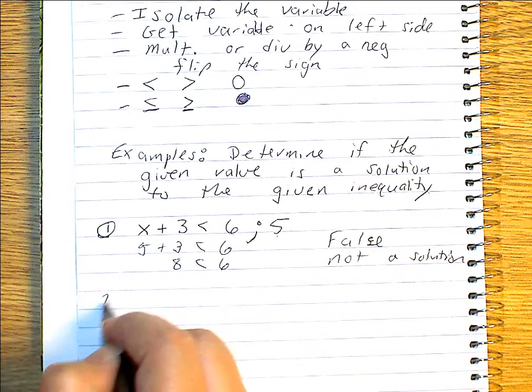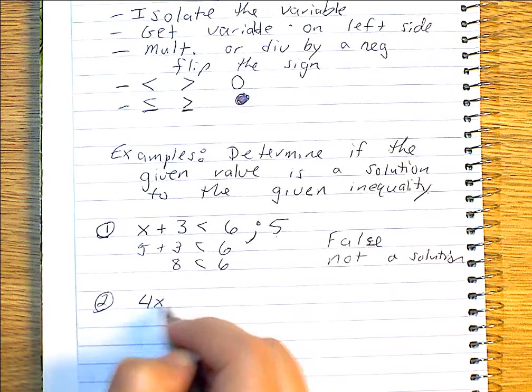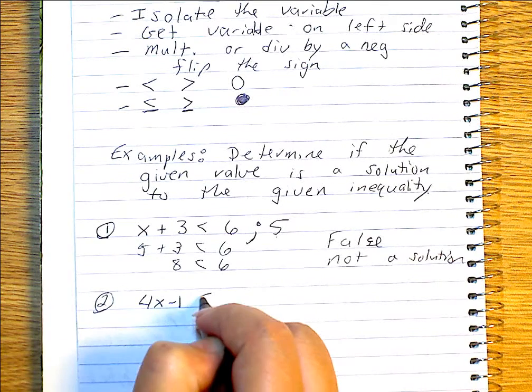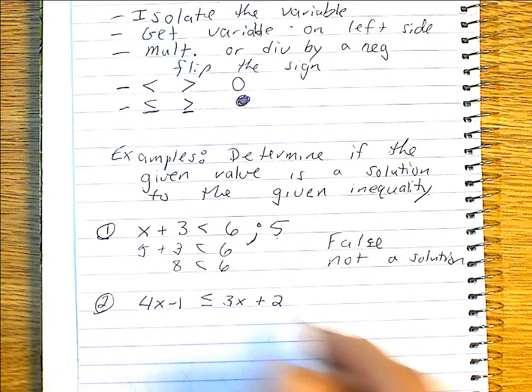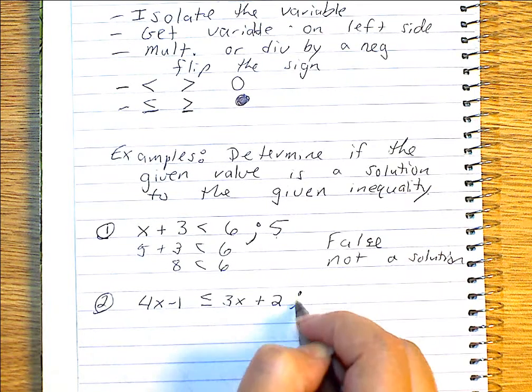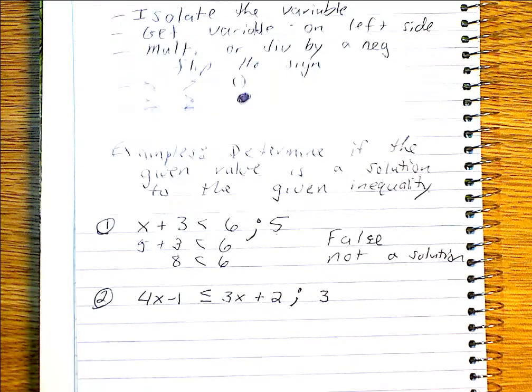All right, you guys try this one. We have 4x minus 1 is less than or equal to 3x plus 2. And the number I want to know if it's a solution is 3. So I want you guys to try that one.